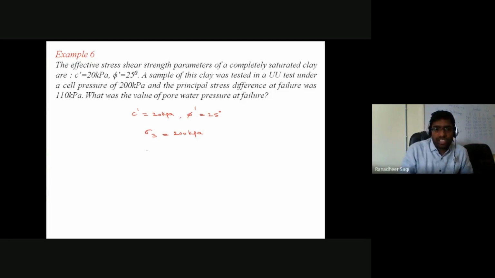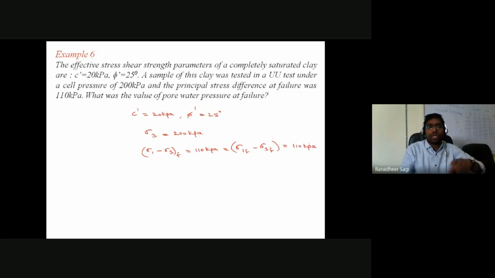What does this principal stress difference mean? Sigma 1 minus sigma 3 at the failure of the soil sample is equal to 110 kilopascal. This is one way I can write it, or otherwise I can also write it as sigma 1 at failure minus sigma 3 at failure is equal to 110 kilopascal. This is the data given to us, and we are asked to calculate the value of pore water pressure at failure of the soil sample.